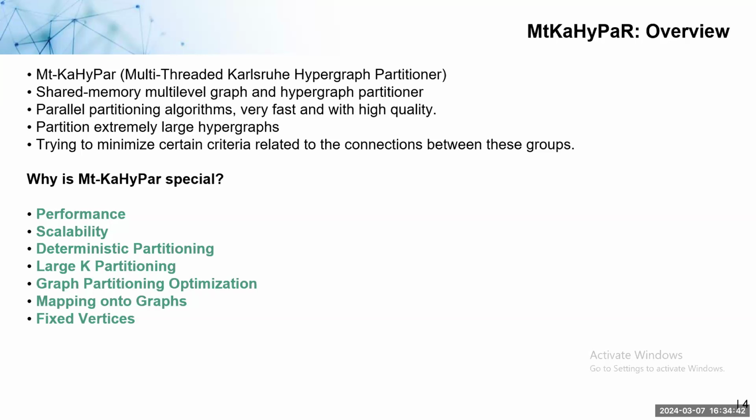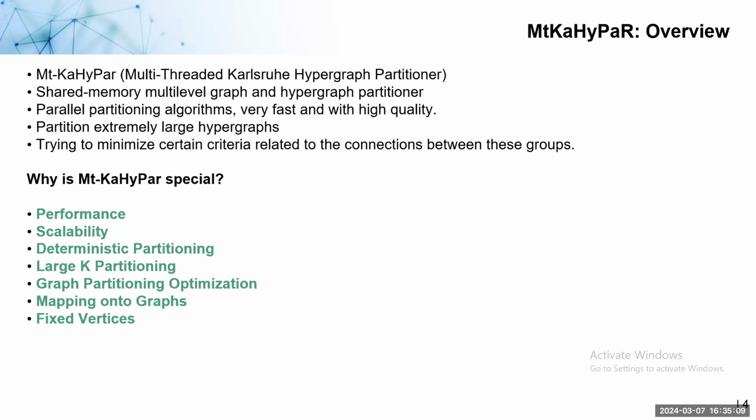So why is MTK-par good to use? Because performance-wise, there are some sequential partitioner algorithms. But with only 10 threads, you can perform 10 times better using this partitioner tool, which is available under SparseBase. For scalability, you can use a large number of threads, up to 64 easily.